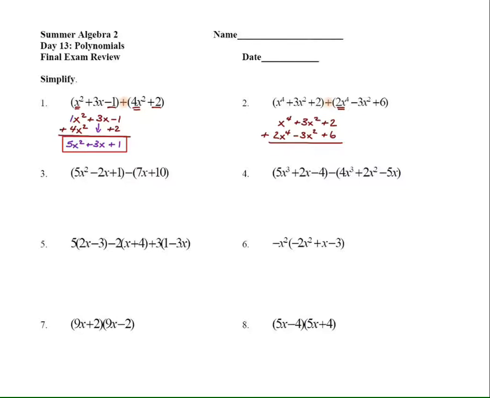All three terms have a like term, so if I just add vertically, I get 3x to the fourth, and then actually I have 3x squared plus negative 3x squared, which is 0x squared. I'm not going to write 0x squared, I'm just going to leave it blank. And then 2 plus 6 is 8, so my final answer is just 3x to the fourth plus 8. Oops, I should say 3x to the fourth.